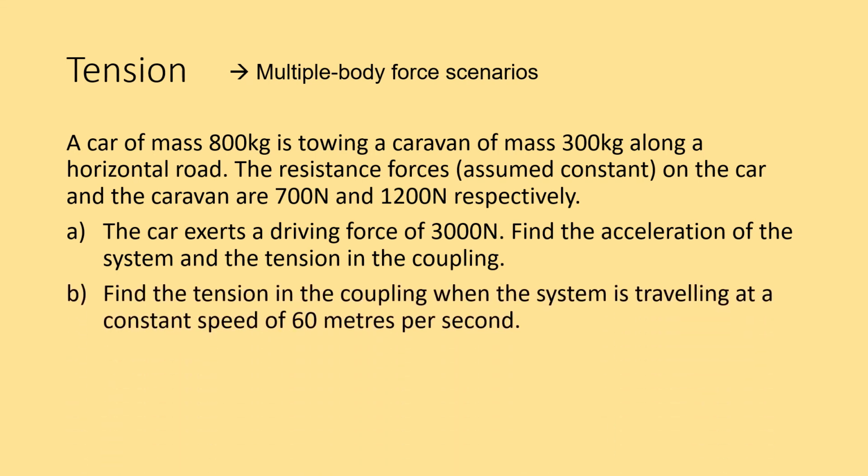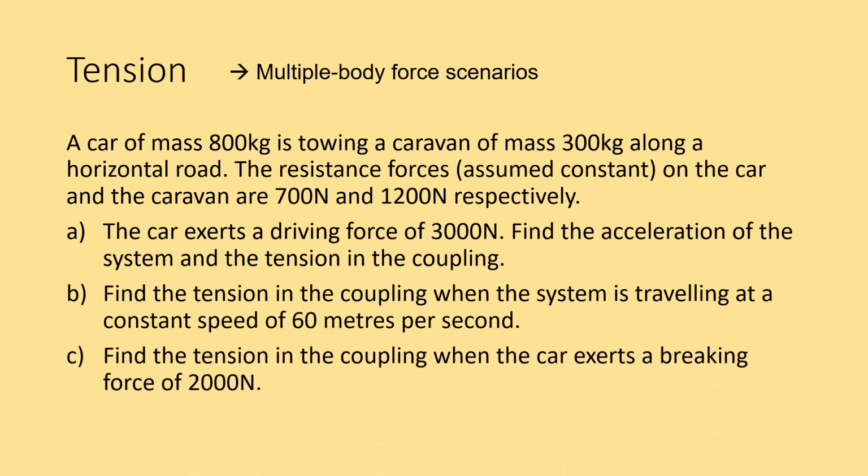B, find the tension in the coupling when the system is travelling at a constant speed of 60 meters per second. And then C, find the tension in the coupling when the car exerts a braking force of 2,000 newtons.